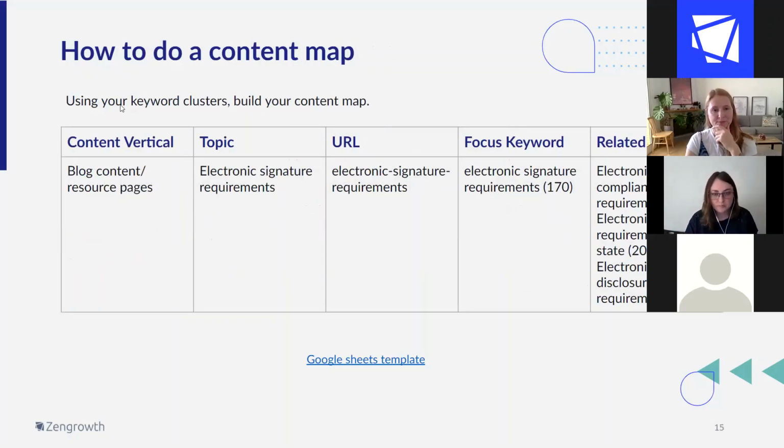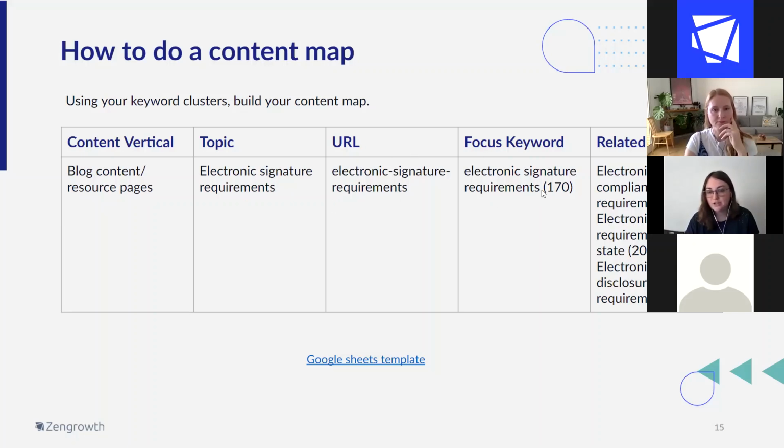So this is also in the form of a spreadsheet. Again, this template is down here. Once you have your keyword list put into clusters, so groups of related keywords, I recommend laying it out on a spreadsheet basically like this. You have your content vertical, which is blog. You have your topic, electronic signature requirements, and the URL.